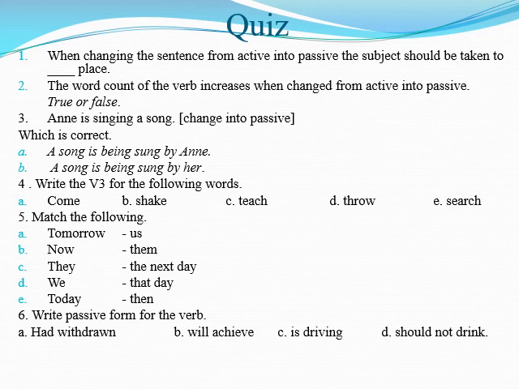Match the following. Column A contains the words that come in the active voice and column B contains the words that will be changed when changing the sentence into passive. So tomorrow should be changed into the next day. Now should be changed into then. They should be changed into them. We should be changed into us. Today should be changed into the next day.